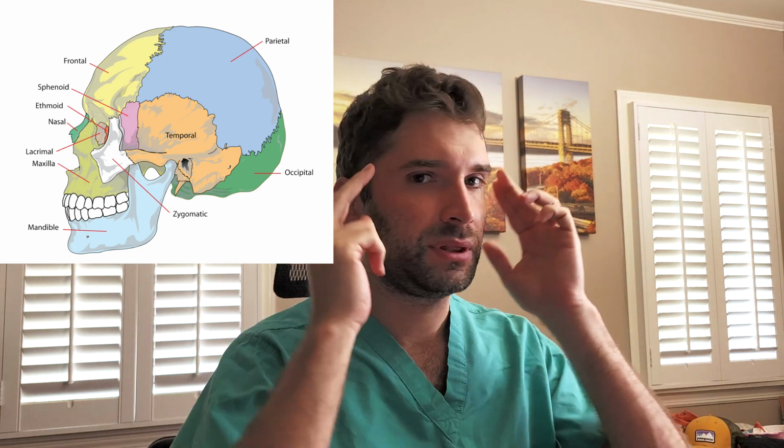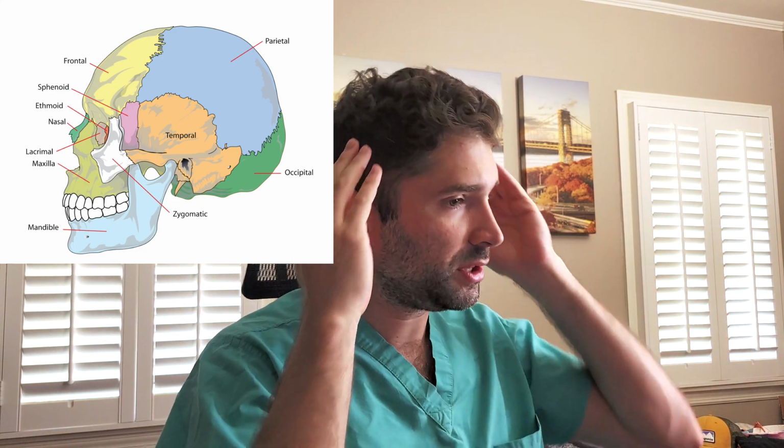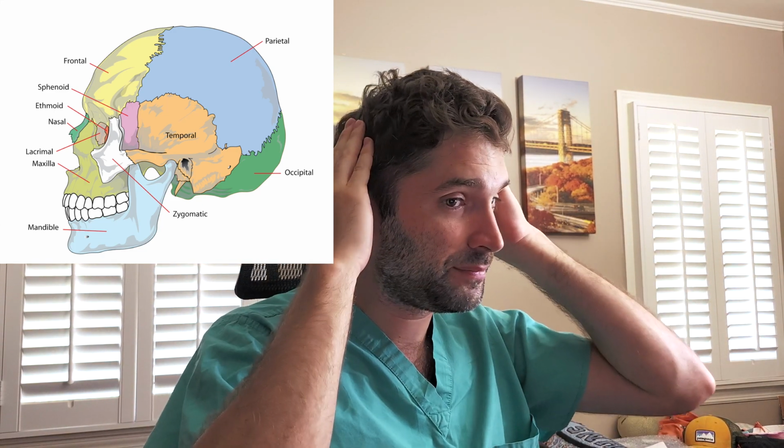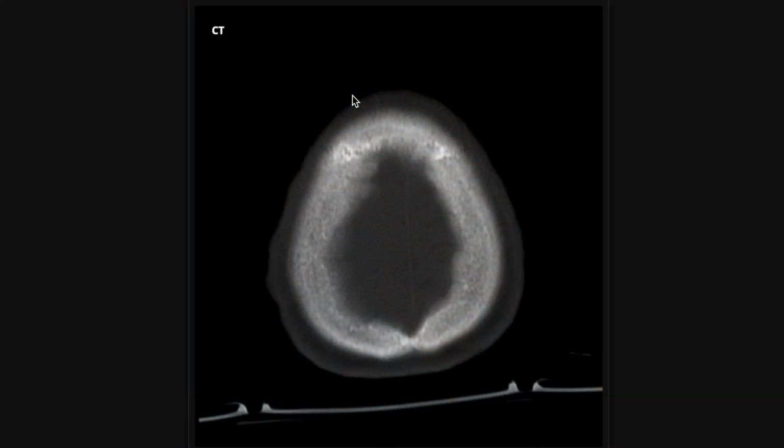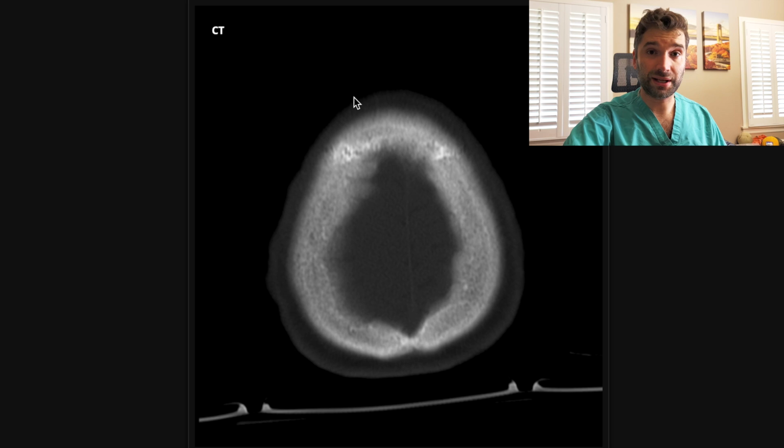First, let me show you a diagram of the skull bones so you know what we'll be talking about. The main bones in the skull include the frontal bone here, the temporal bones here, the parietal bone, which is on the side, and the occipital bone, which is in the back. Now, let's take a look at the CT scan.